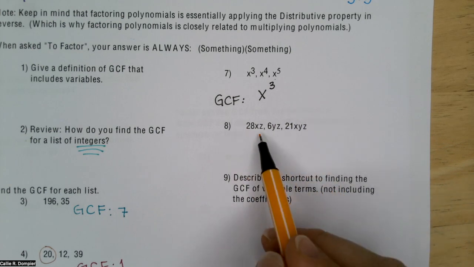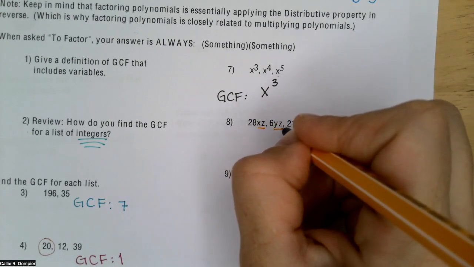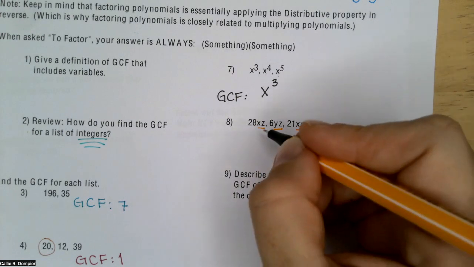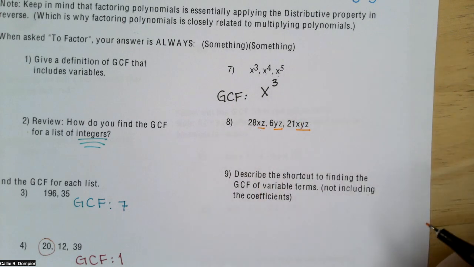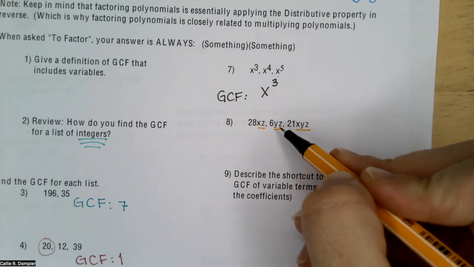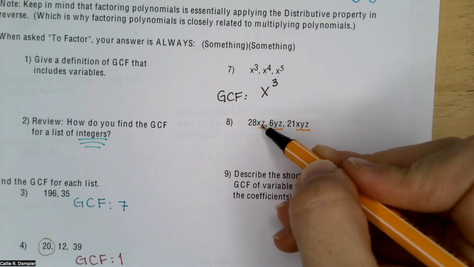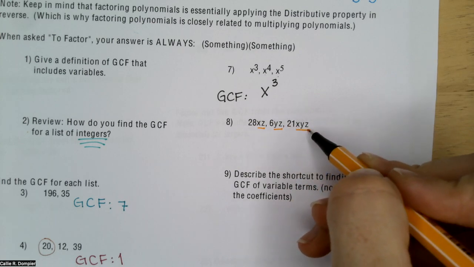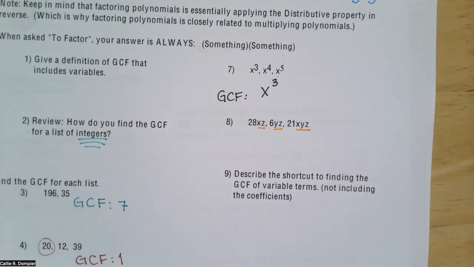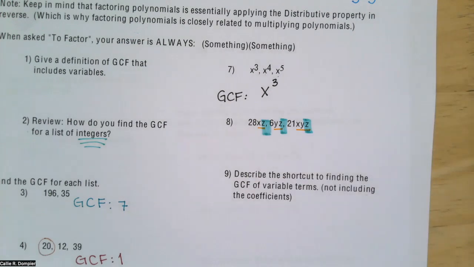Okay. So we only have the variables. So this one is 28xz, 6yz, 21xyz. X, there's no x here, there is an x here, so x cannot be a common factor because x is not common to the 6yz. Z, 28xz, 6yz, 21xyz, z. What is the z? It is common to all 3 of the terms.